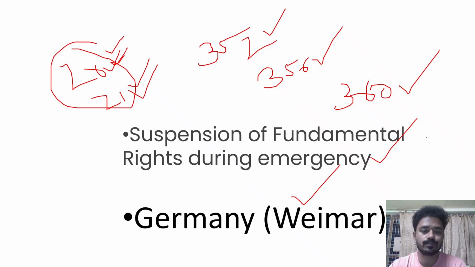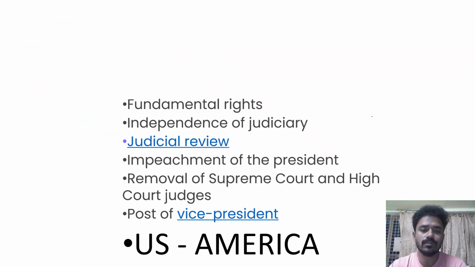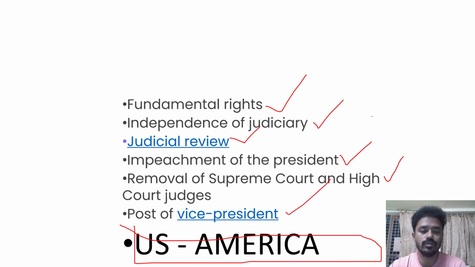Next one, the fundamental rights, independence of judiciary, judicial review, impeachment of the president, removal of Supreme Court and High Court judges, and post of vice president. All these things are adopted from the American Constitution.